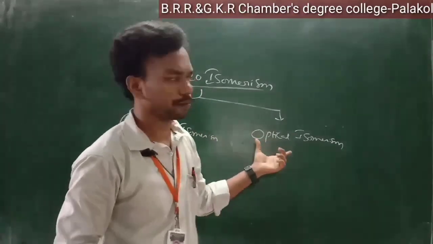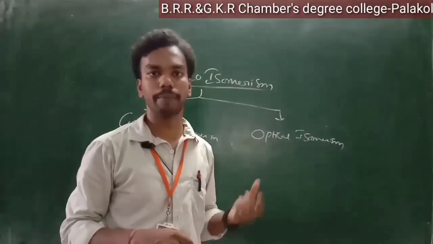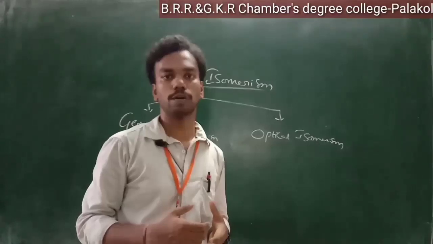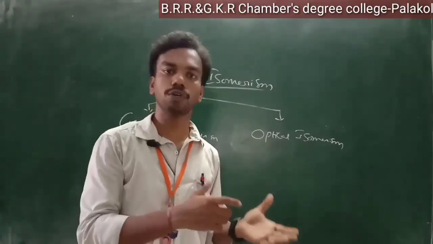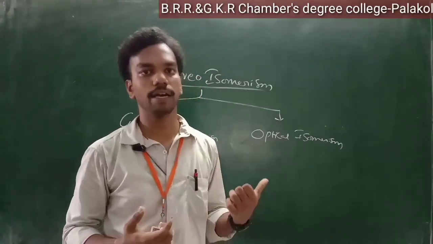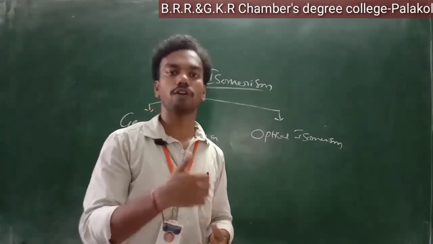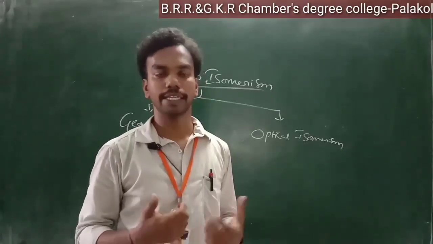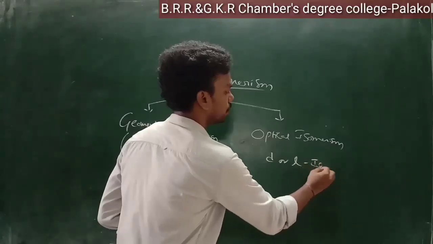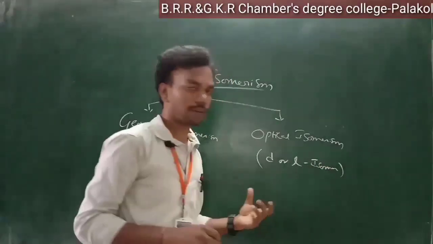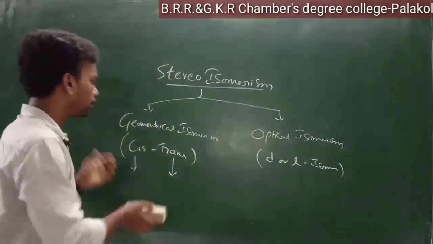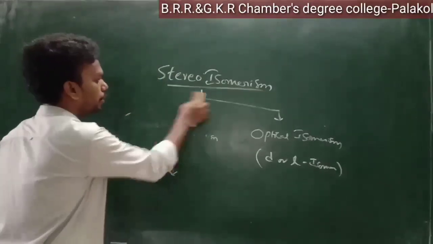Next, optical isomerism. When plane polarized light passes through a solution of a complex compound, the solution rotates the plane of polarized light towards left or towards right. If it is in the anti-clockwise direction, that is left, that is levo rotatory. If it is clockwise, that is right, that is dextro. That is D and L isomers. First I am discussing geometrical isomerism and then optical isomerism. First, let's discuss geometrical isomerism.